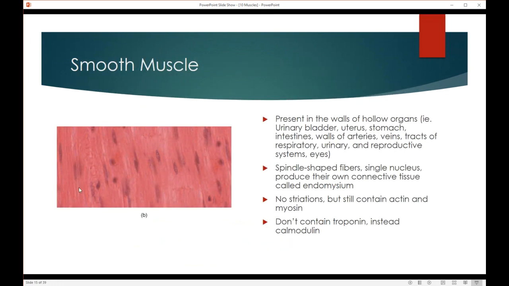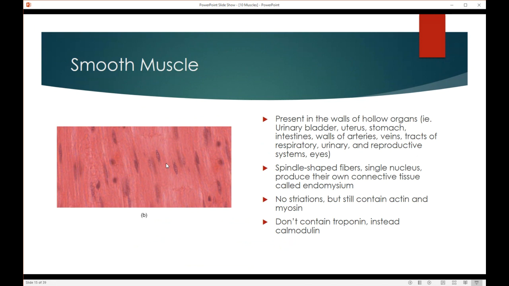And then we have our smooth muscle. And smooth muscle is present in the walls of our hollow organs. Okay, so like our urinary bladder, uterus, stomach, intestines, the arteries, veins, walls, the tracts of the respiratory, urinary, and reproductive system, and even in our eyes. They have spindle-shaped fibers and a single nucleus, and they produce their own endomysium. There are no striations, but they still contain actin and myosin.